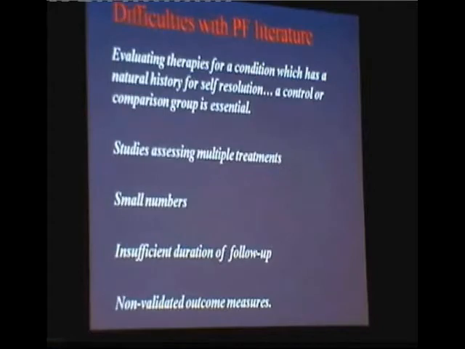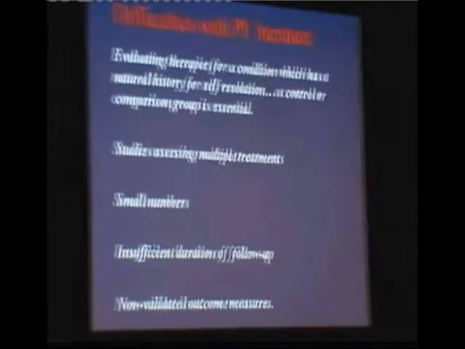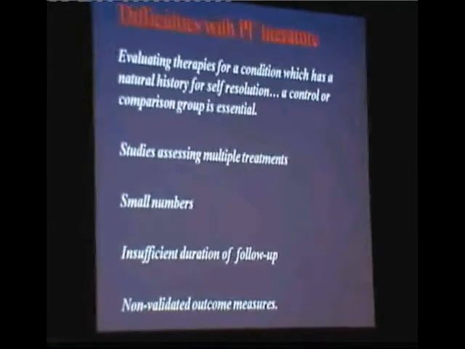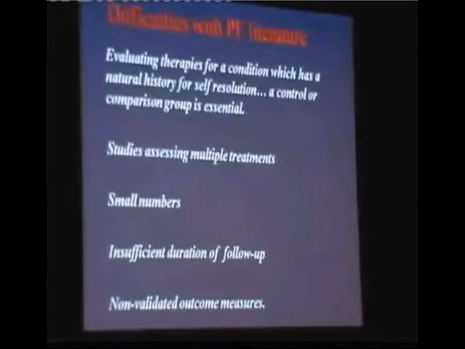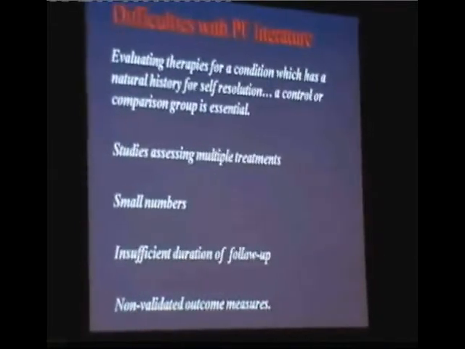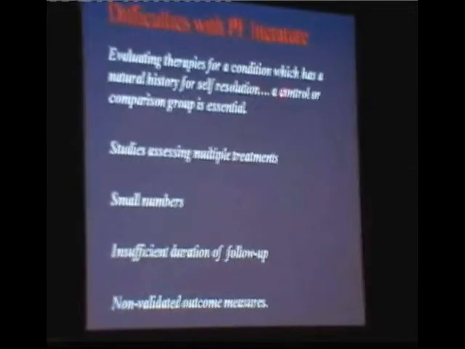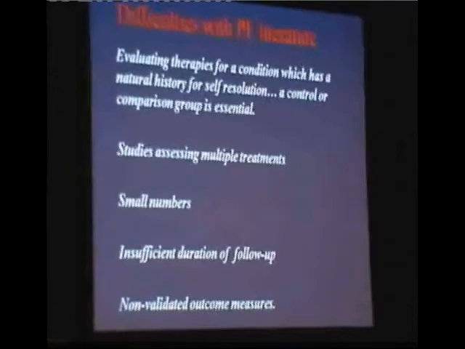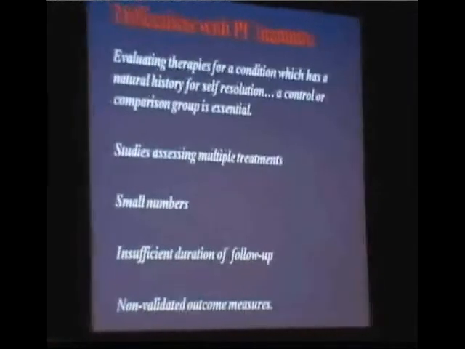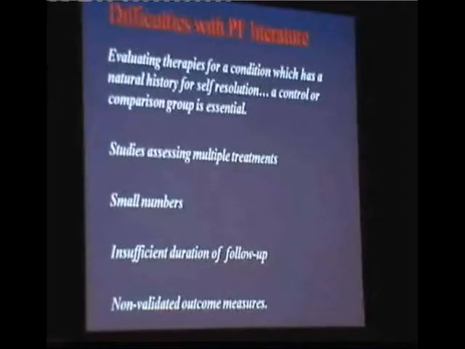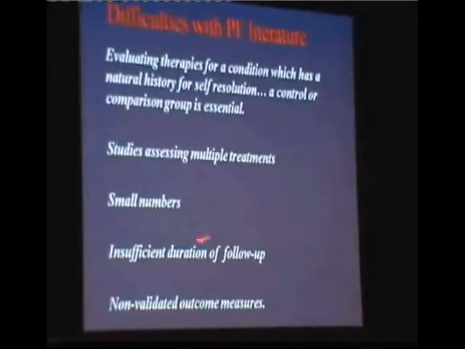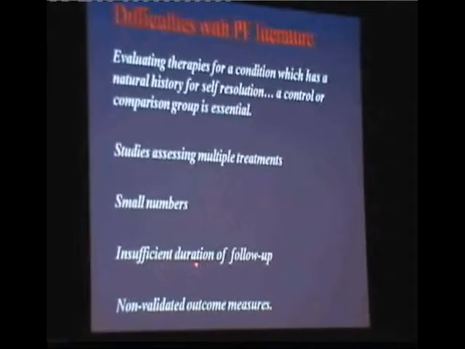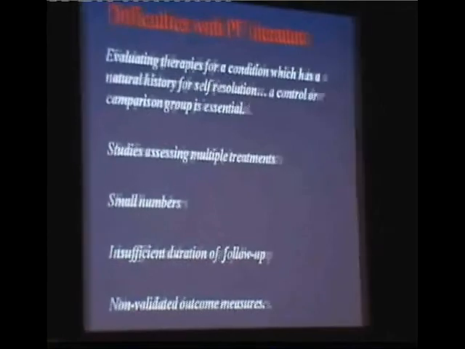There are some difficulties when it comes to interpreting plantar fascia literature because we are evaluating a therapy for a condition which in most cases will ultimately get better. So with any study, there should be a control or comparison group. A lot of the studies dealing with plantar fasciitis often assess multiple treatment options at the same time, so it is difficult to crystallize what's working and what's not. And the usual problems with a lot of orthopedic literature: small numbers, insufficient duration of follow-up, non-validated outcome measures.